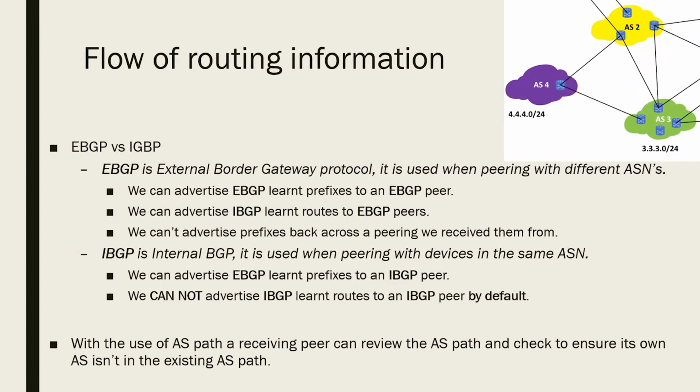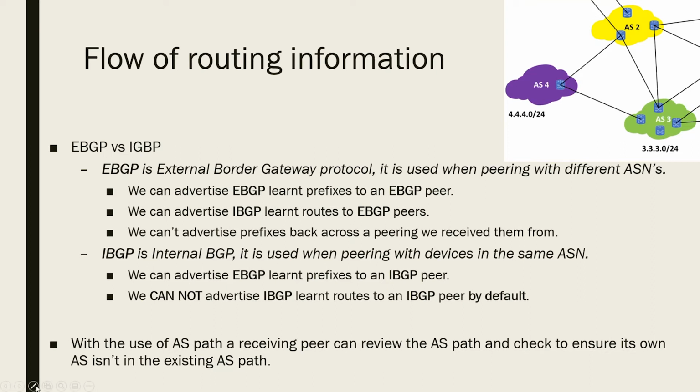So, the flow of routing information. Now this is some key fundamentals here on how we advertise prefixes. And this all comes back to preventing loops. To start off with, we have two versions, as I mentioned. We have eBGP and we have iBGP. eBGP is the external version, external Border Gateway Protocol, and that is used when we're peering with different AS numbers, or different ASNs.